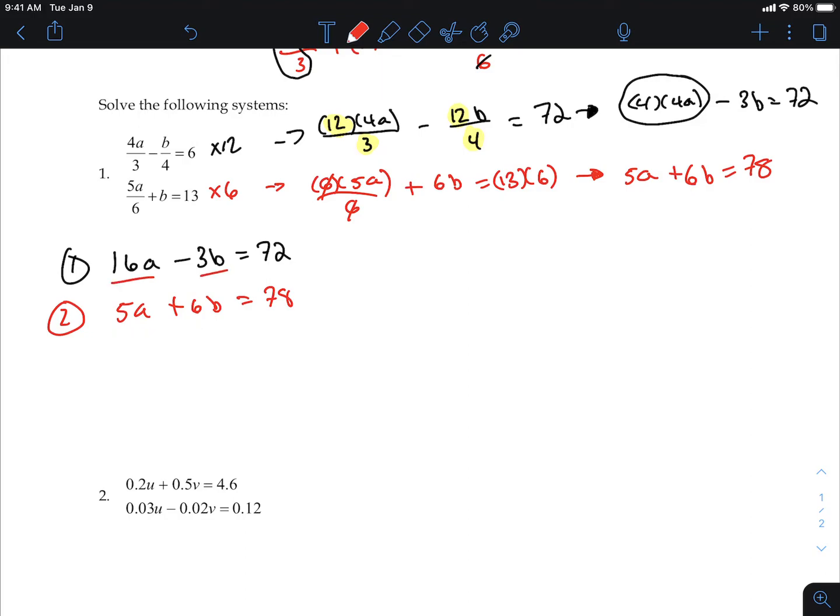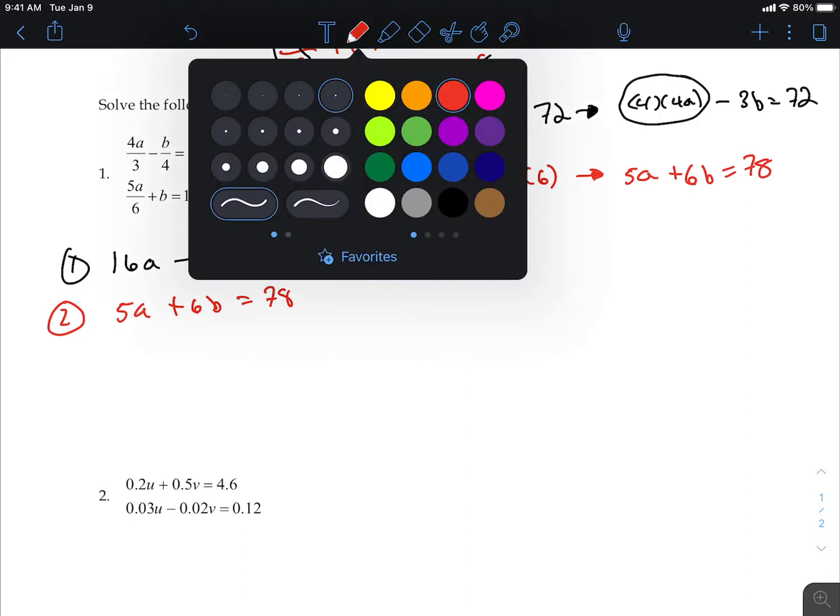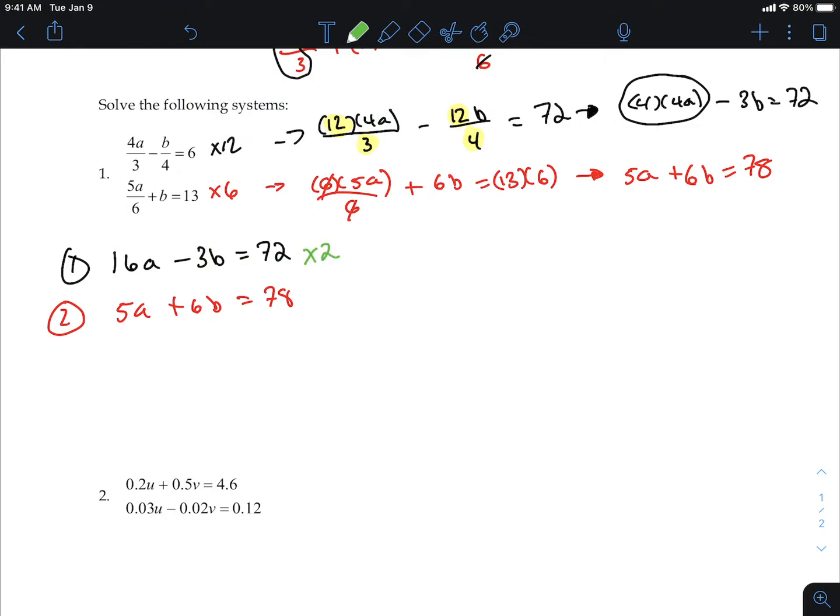I notice if I take the first equation, the one in black, and I multiply it by 2, what happens to the negative 3? So you're going to get 32a minus 6b is equal to, what's 72 times 2? Okay, 144.